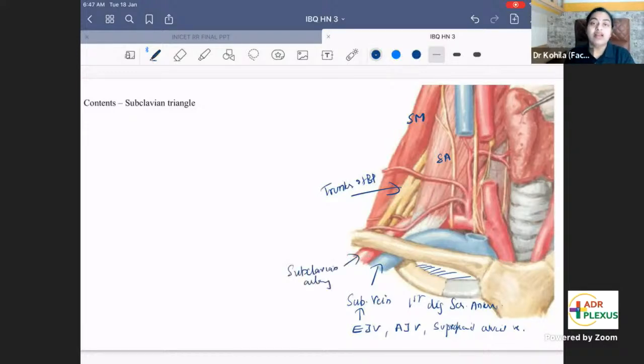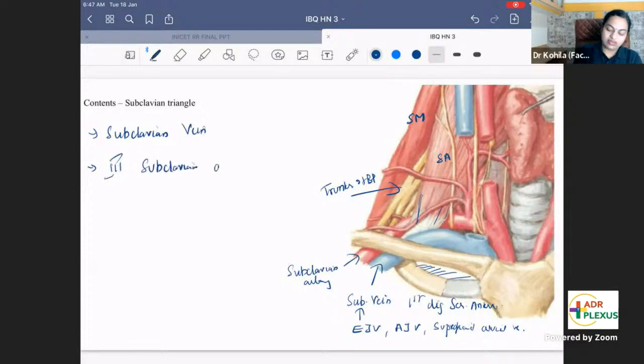The subclavian artery is divided into three parts by scalenus anterior muscle. Okay. So what will be the contents of subclavian triangle? Subclavian vein. The third part of subclavian artery. What is the branch coming from the third part of subclavian artery? As we see here, the dorsal scapular artery.